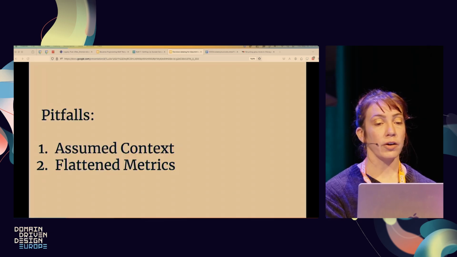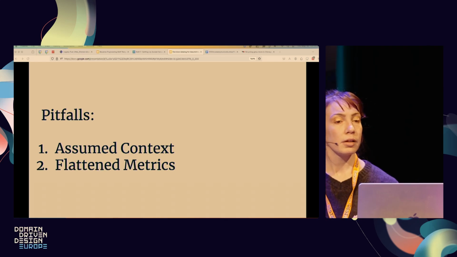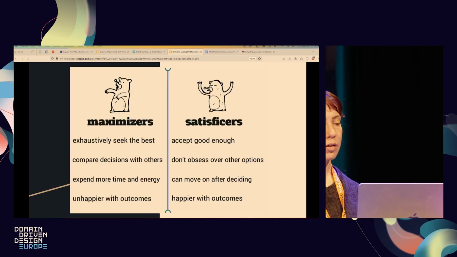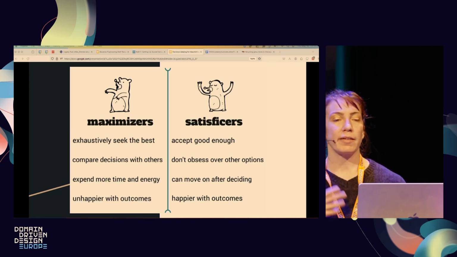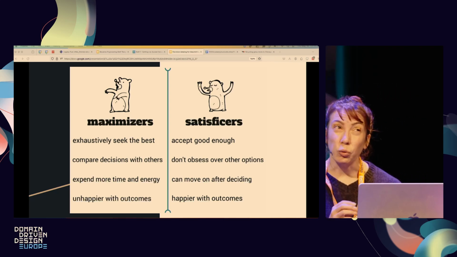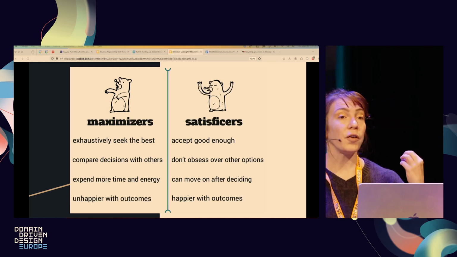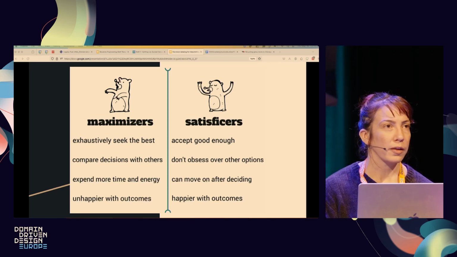So we figured out our first decision-making pitfall, assumed context. Let's move on to our second one, flattening our metrics. When engineers get the opportunity to make design and maybe especially tooling decisions, it's normal and easy and very common to fall into this evaluation trap that exhausts a lot of energy on the wrong things.